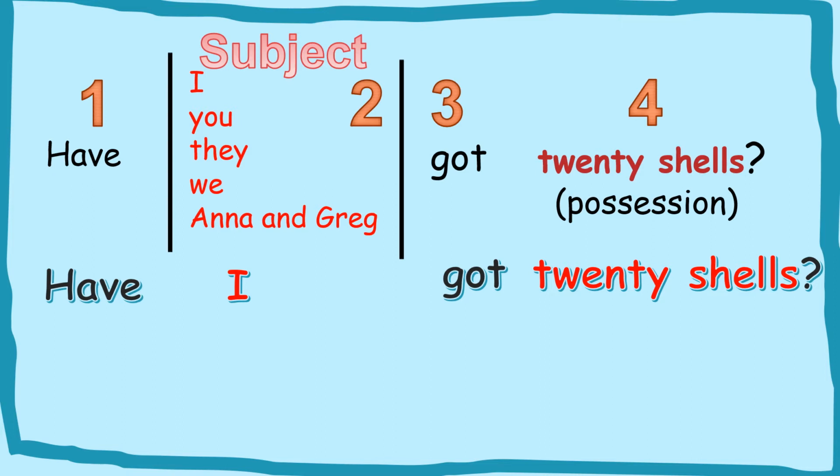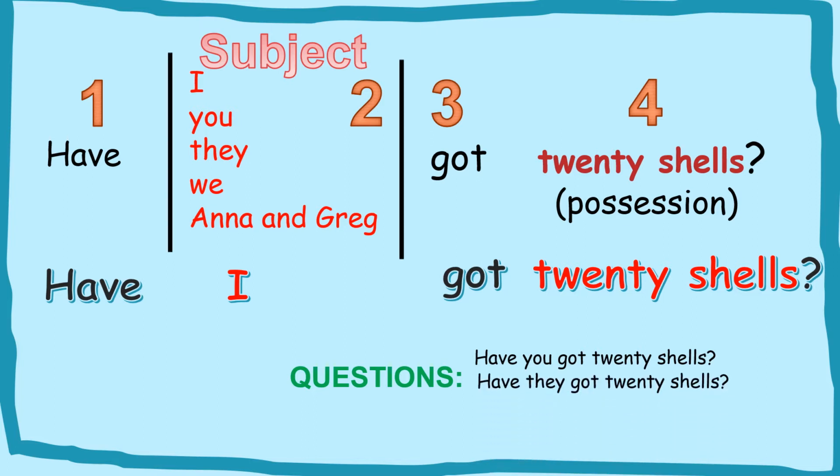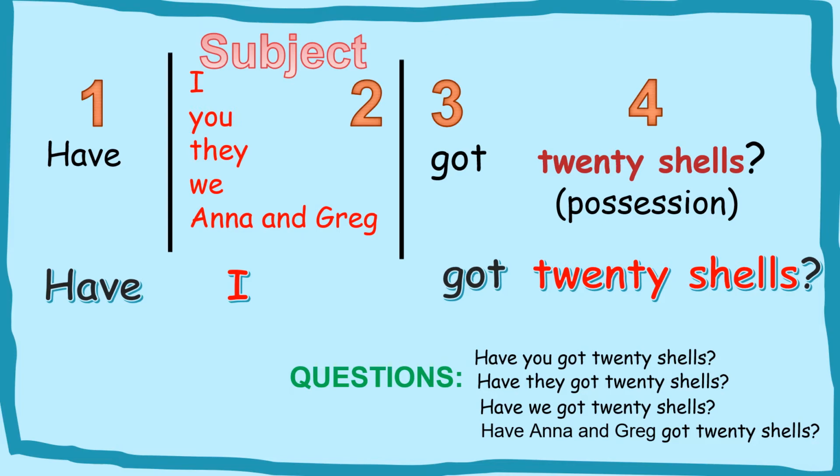Now, let's try to form questions using the rest of the subjects given in the table. Have you got 20 shells? Have they got 20 shells? Have we got 20 shells? Have Anna and Greg got 20 shells?